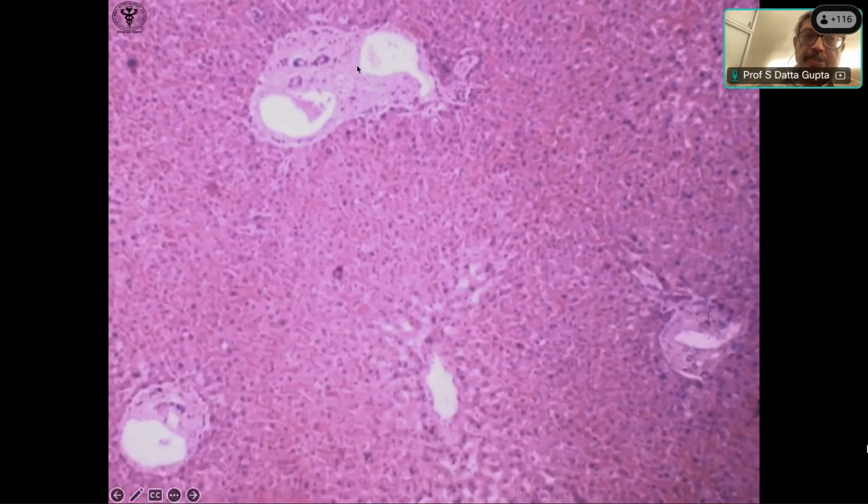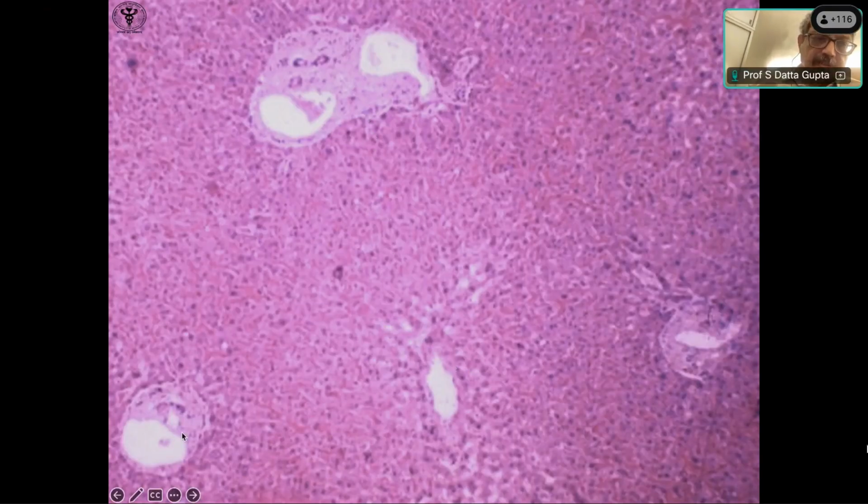So this, what is this area? Any of the residents, which is this area? Tract area. Yeah, what is it? Sorry, I couldn't hear. Portal triad area. Yeah, and this is the terminal hepatic venule or portal. So you have to identify, right?